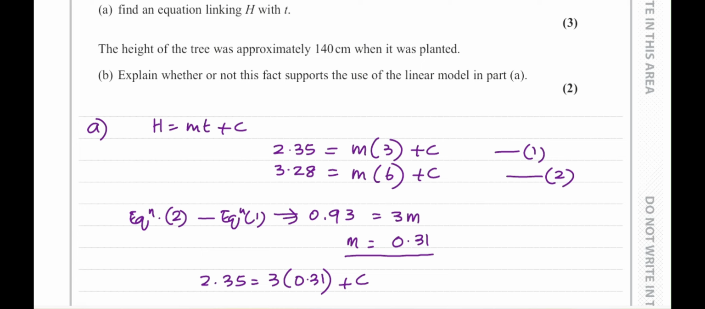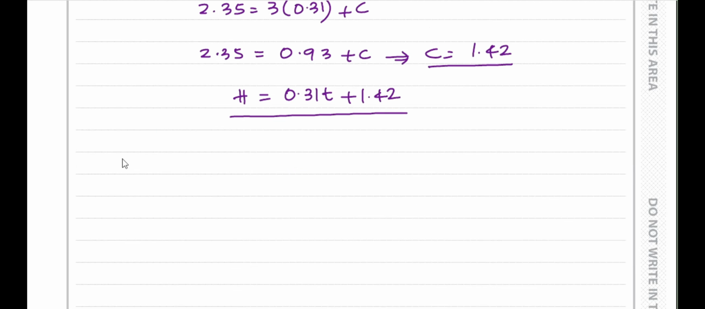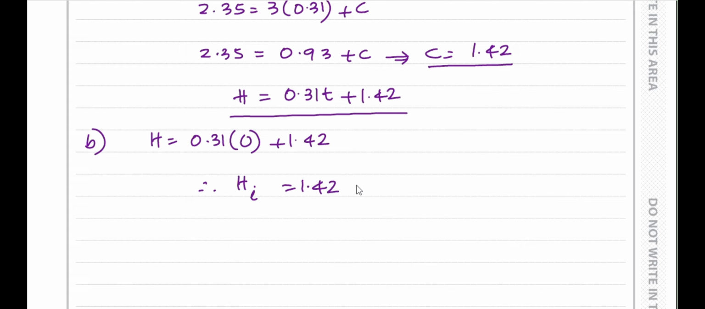Part B. The height of the tree was approximately 140 centimeters when it was planted. Explain whether or not this fact supports the use of the linear model in Part A. Let's use the model to find the height of the tree at the initial time, that is when t is equal to 0. So let's write, using the model, h equals 0.31 times 0 plus 1.42. Therefore, h initial is equal to 1.42 meters using the model.